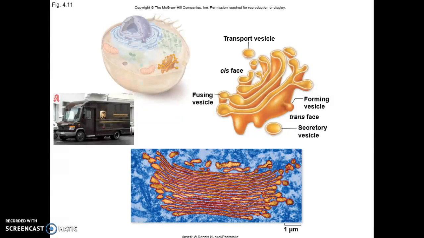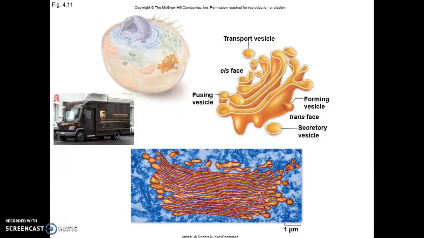So that squiggly stack of membranes there almost looks like a stack of pancakes. That is known as a Golgi body. You also will see the term Golgi apparatus, somewhat of an interchangeable term, but the Golgi is responsible for transporting stuff. It has one side of it that is on the inside. It faces interior to the cell. That is known as the cis face, CIS.